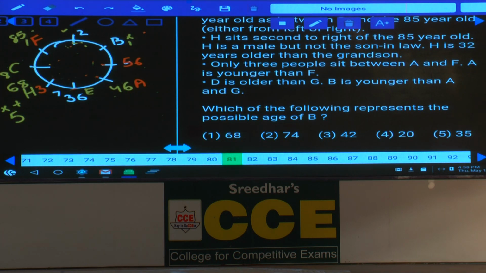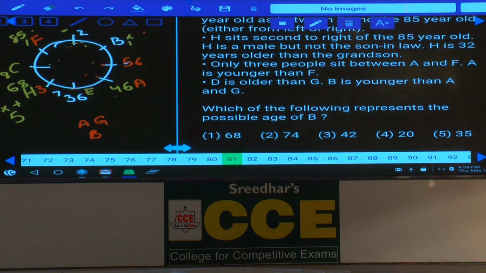And D is older than G, and B is younger than A and G. Now this B is younger than both the persons A and G. As B is younger than both A and G, tell me what are the numbers left over here. 1 completed, 2 completed, 3 completed, isn't it? Next, what are the other numbers left over here? 1, 2, 3 and 4. 8 is also completed. 8 is C.